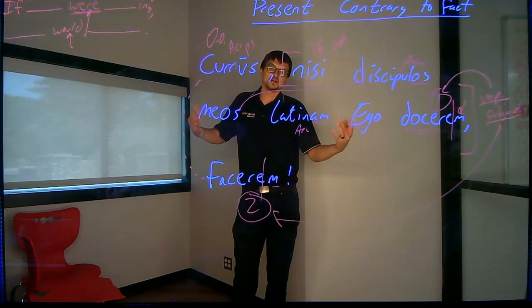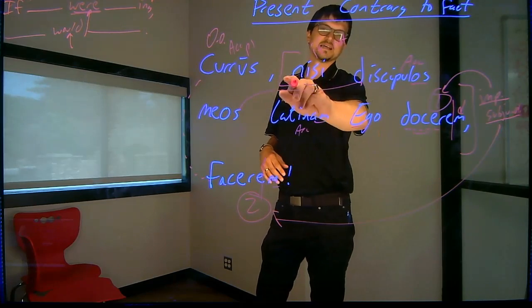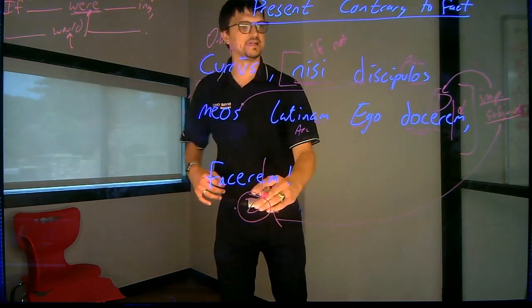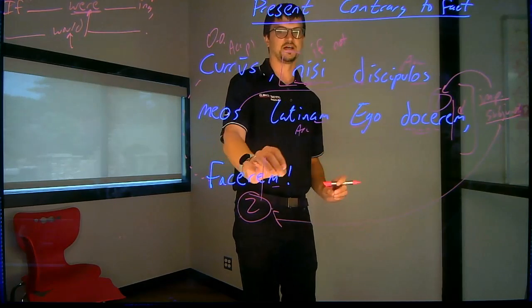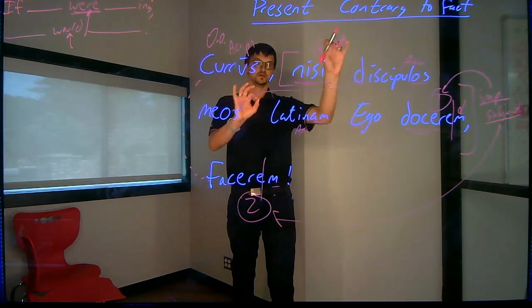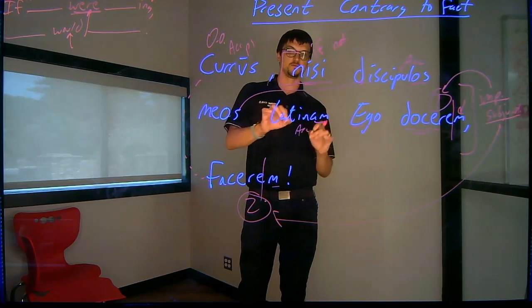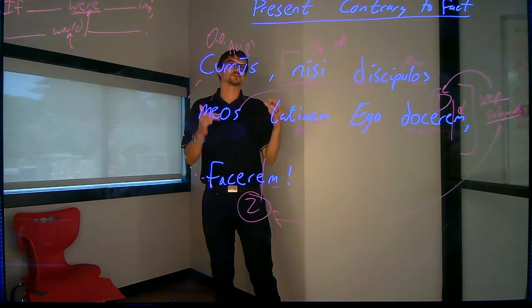Can you put more than one? Yeah, you can put as many as you want inside the conditional clause and outside, as long as you have one inside and one outside, you have a present contrary to fact. You can have more in each clause as long as you have at least those two, the one on the inside and one on the outside. So we're going to wrap up with the future less vivid.